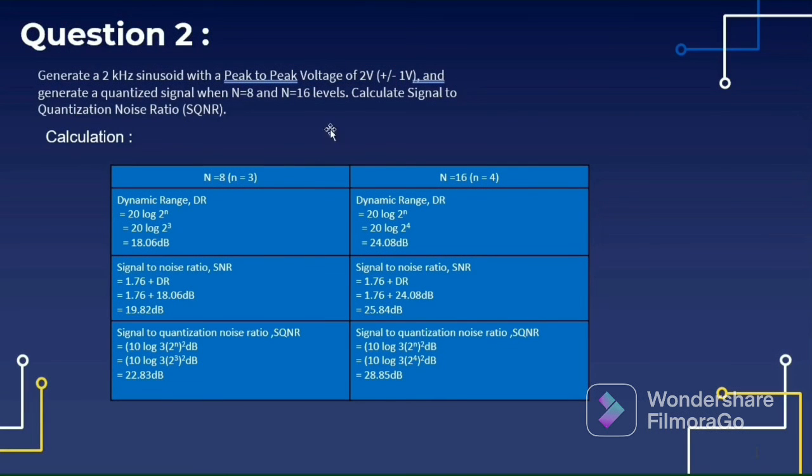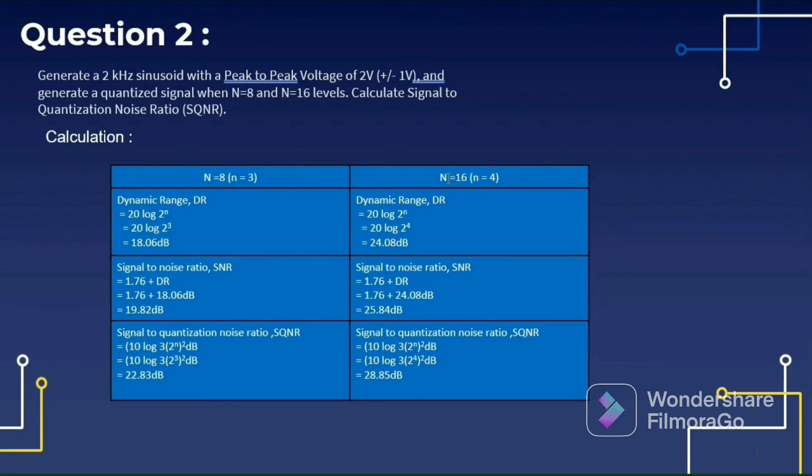Next, we are required to calculate the SQNR. Firstly, we have to calculate the dynamic range for n equals 8. The small letter n is equal to 3, so the dynamic range is equal to 20 log 2 to the power of 3, so the value is 18.06 decibel. After that, we calculate the SNR, which is 1.76 plus 18.06 decibel, so we get the value of SNR as 19.82 dB. And lastly, the SQNR, which is 10 log of 3 times 2 to the power of 3 squared, and the value is 22.83 decibel.